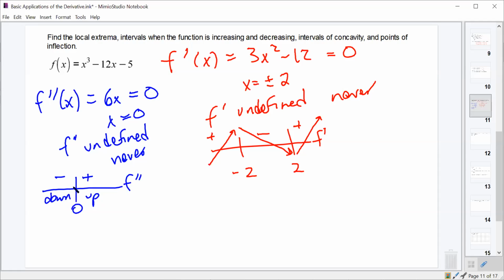Good or no? Any questions or issues with this? Pretty straightforward, I hope.